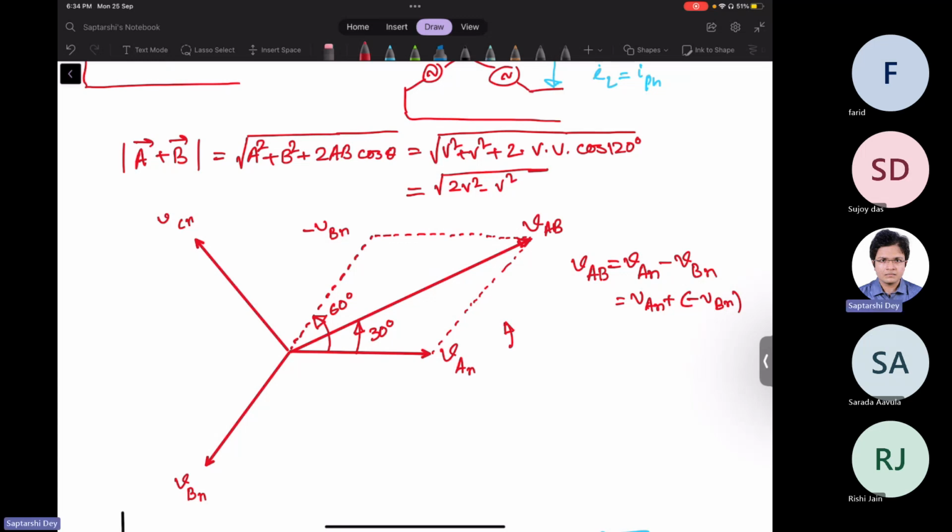Wait, where am I making a mistake? Is it plus or minus? Let me do a quick Google search. No, it is plus. A squared plus B squared plus 2AB cos theta. Should be 3V.